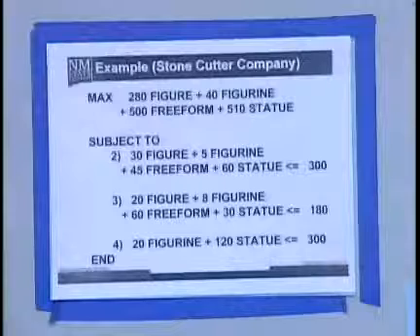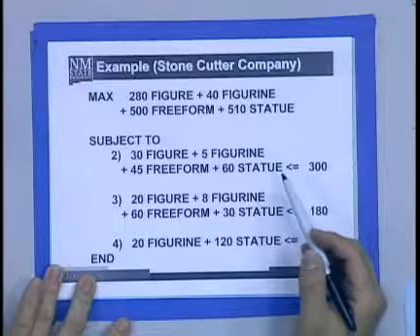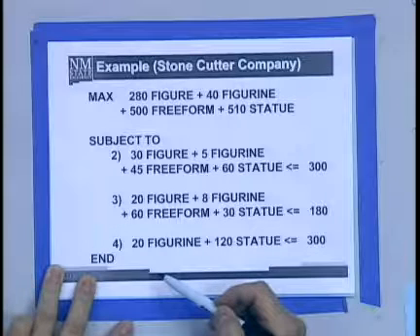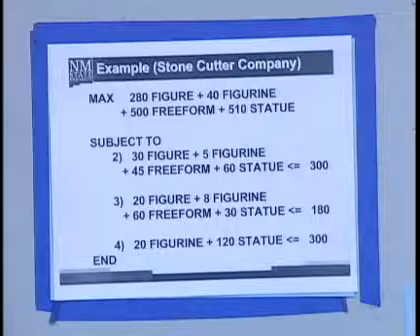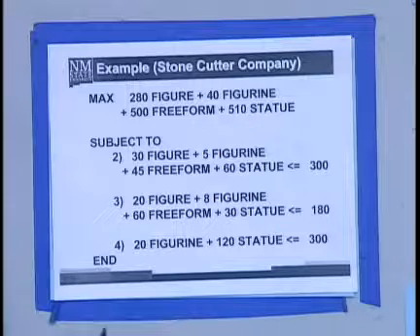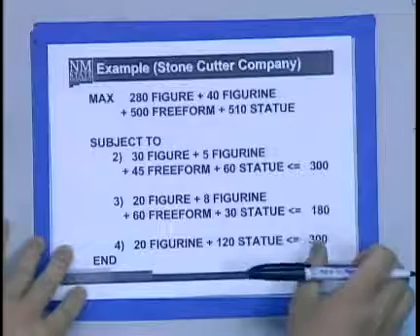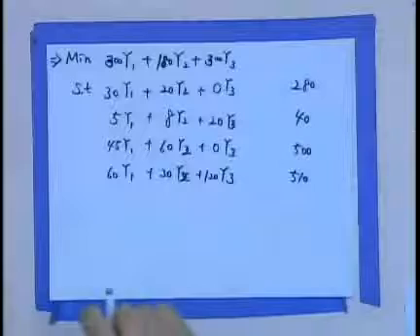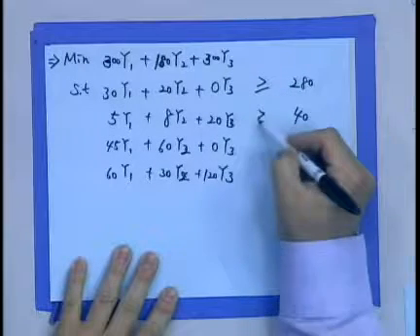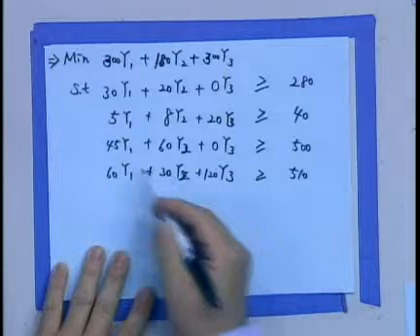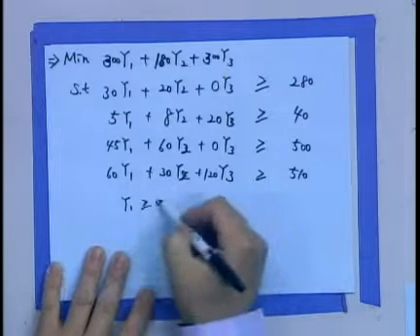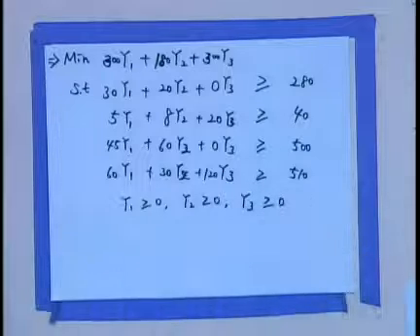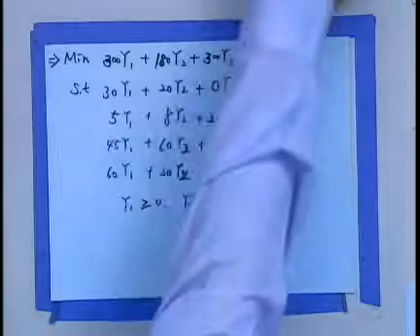Because the primal LP is a maximization problem with less-than-or-equal constraints and non-negative variables, it is the form of the primal in the symmetric primal-dual pair, which means the dual must be a minimization problem with greater-than-or-equal constraints and non-negativity restrictions for all the variables, right? So this is the dual problem.